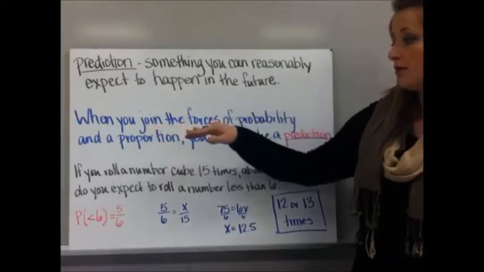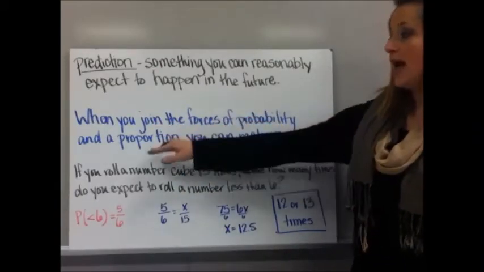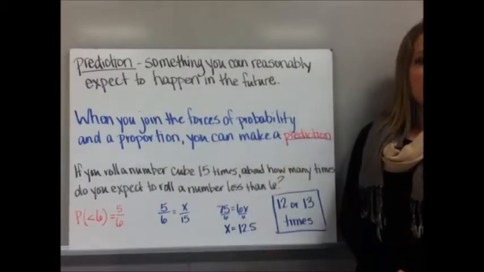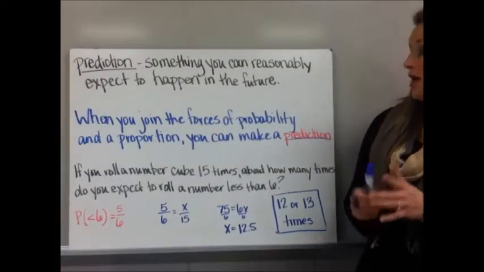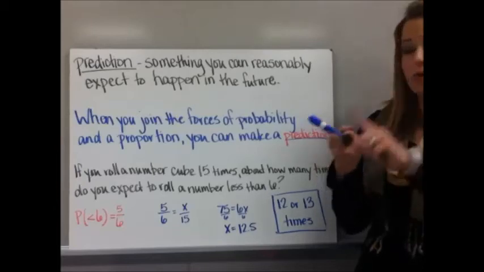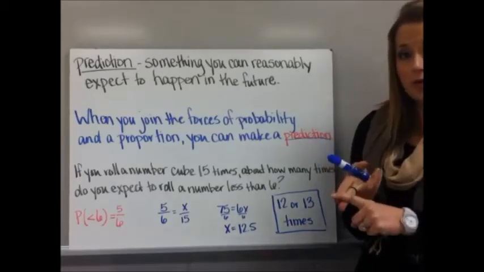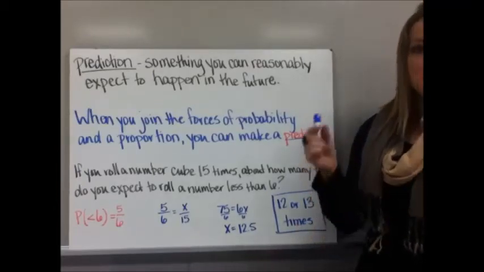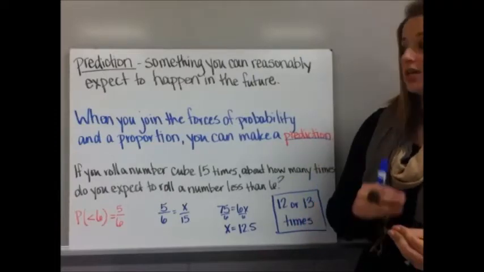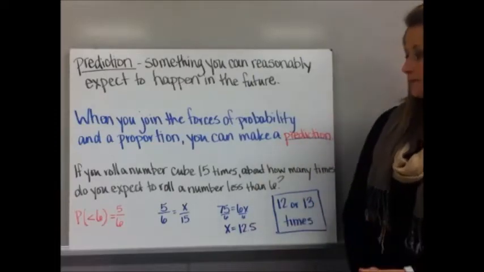So when you join the forces of probability and a proportion, you can make a prediction. So put these three P's together. Probability plus a proportion equals a prediction. Probability and proportion gives you prediction.